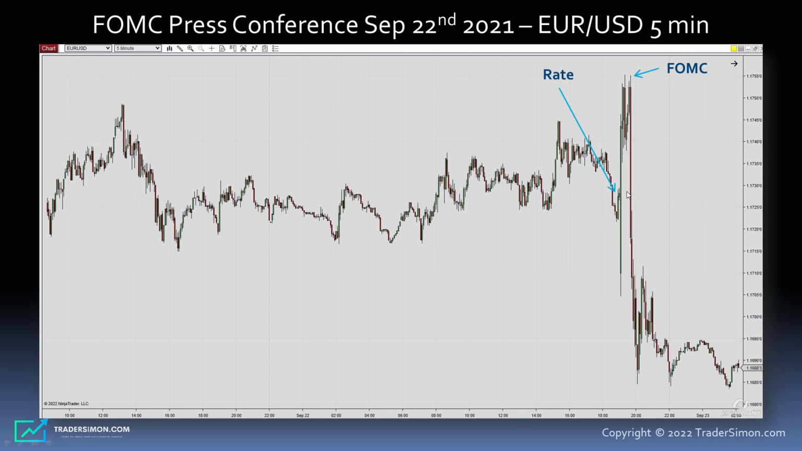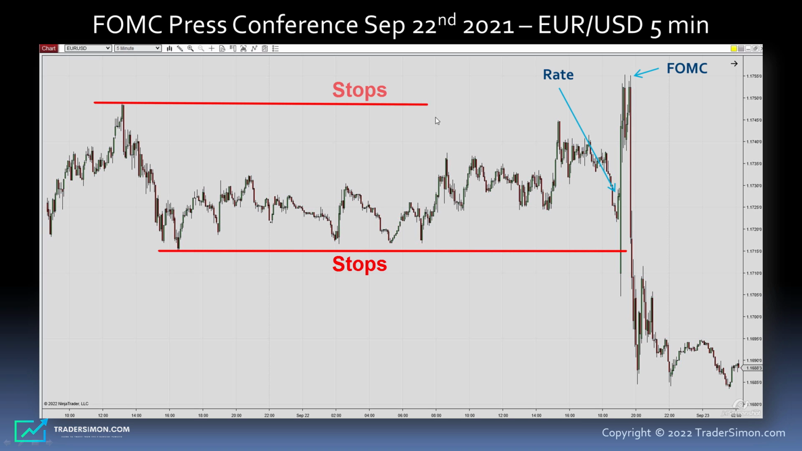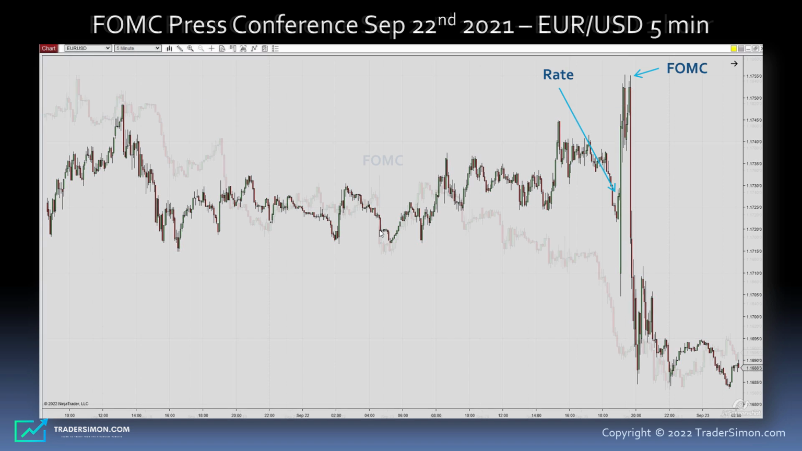Okay, September. Now here we had a big spike on the rate statement. It took out all the stop losses here, but then on FOMC, during the FOMC press conference, again we got that V shape here, took out the stop losses above. So this is really a whipsaw, but if you knew what was happening and you were waiting for that V shape on the FOMC, then the market continued on down.